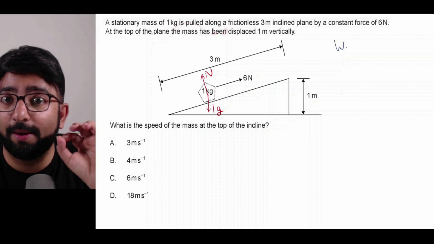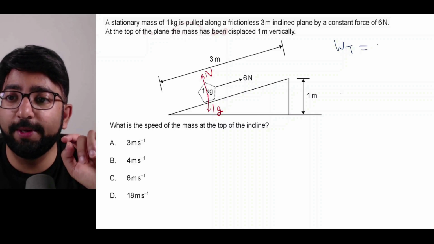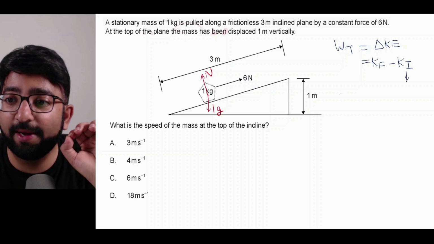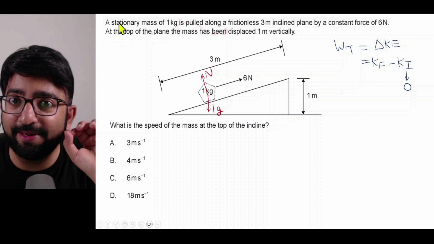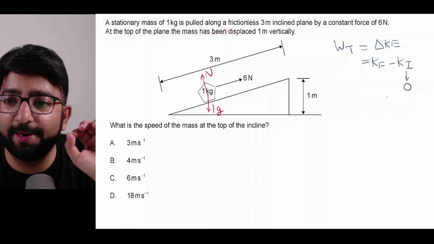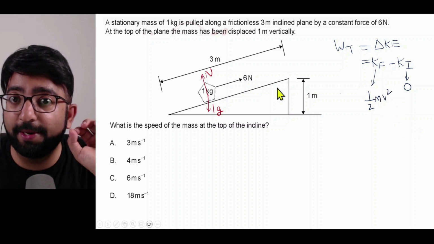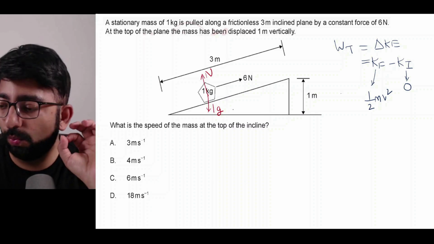Total work done by all the forces acting on the object should be equal to the change in kinetic energy. Change in kinetic energy will be final kinetic energy minus initial kinetic energy. Initial kinetic energy is zero, as they have mentioned the object was stationary at the starting point, and final kinetic energy, let's say, is half m v square, and it is the v, which is the speed at the top, which we have to figure out.